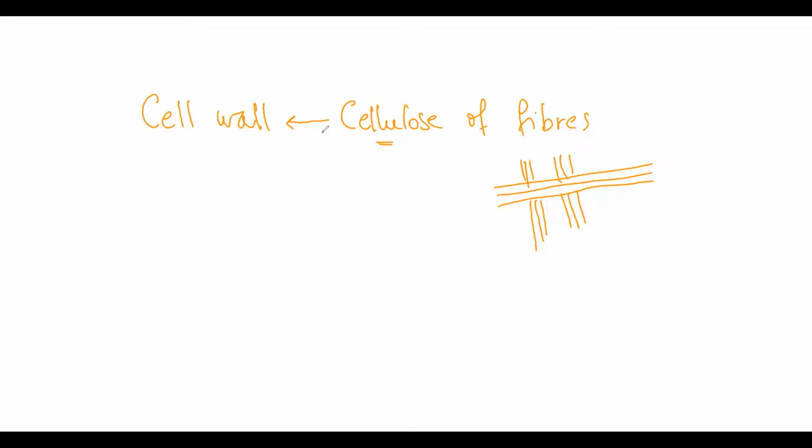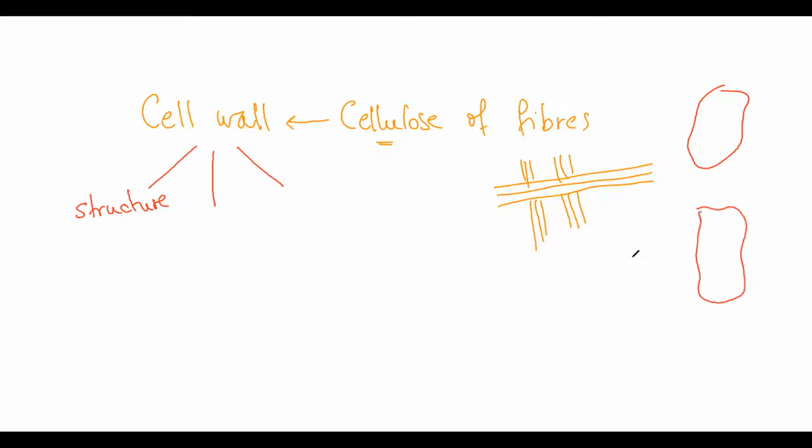What's the function of this cell wall? It has three functions. It gives the plant cell, of course, its structure or its shape. Because when you look at an animal cell, it doesn't have a definite shape. But the plant cell has a definite shape because of the presence of this. Sometimes they look hexagonal, for example, because of this cell wall. It also gives protection. Of course, it protects the materials inside the cell.